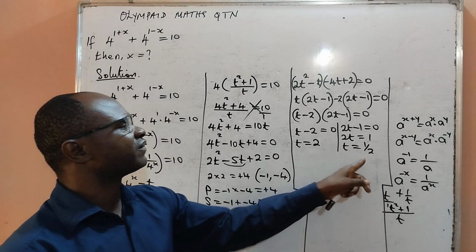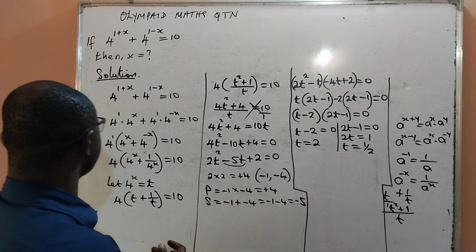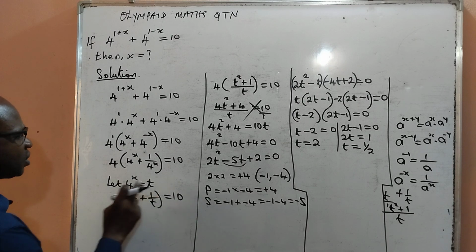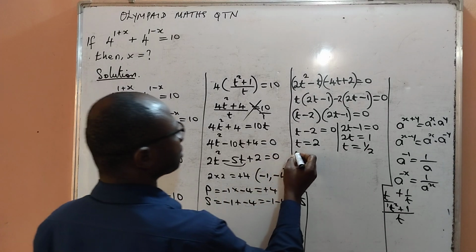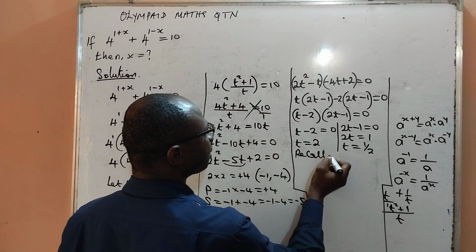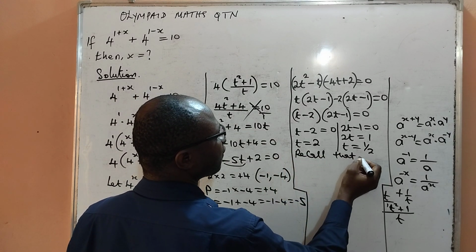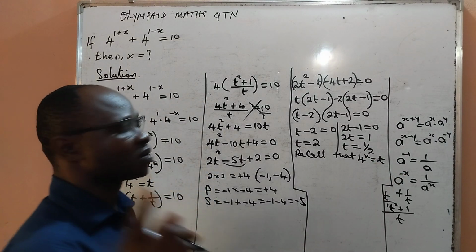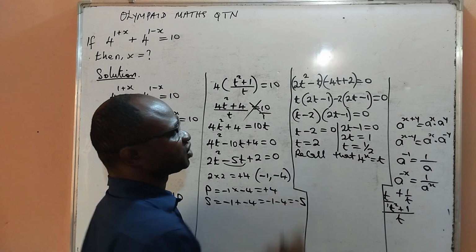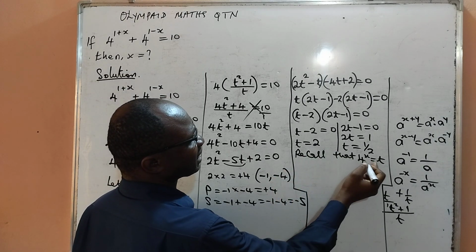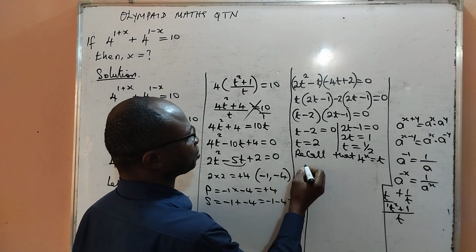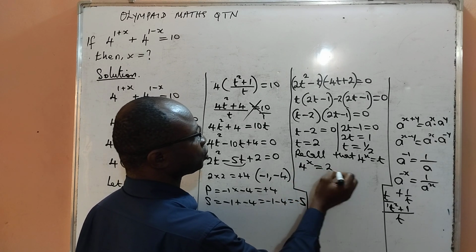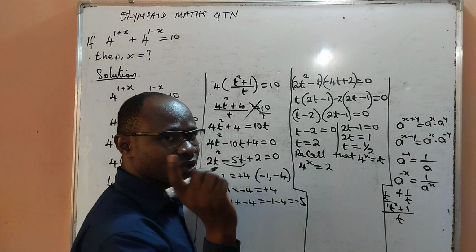Now that I have gotten the value of t, I will come back to this place where I said let 4 raised to power x be equal to t. Recall that 4 to the power of x is equal to t. So from the first value of t, which is equal to 2, I can now put t as 2. And that becomes 4 to the power of x is equal to 2 when t is equal to 2.